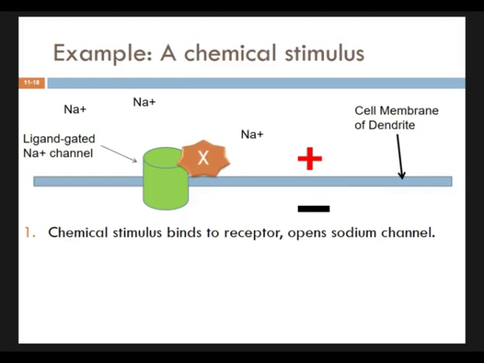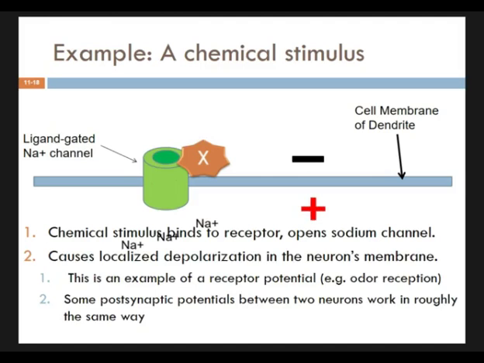In this case, this is a ligand-gated sodium channel. When this channel opens, that causes sodium ions to start rushing in. And if sodium ions start rushing in, they will then cause a local depolarization in the neuron's membrane. This would be a receptor potential, like odor reception, if we're talking about sensory neurons.